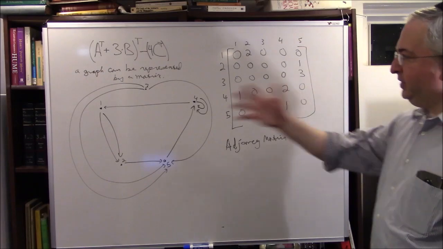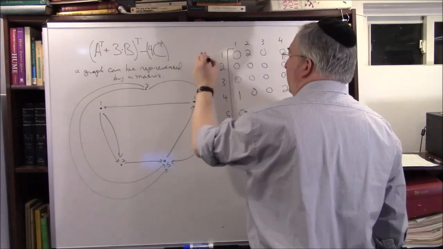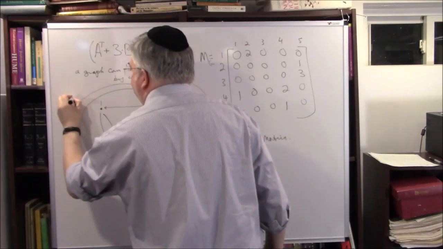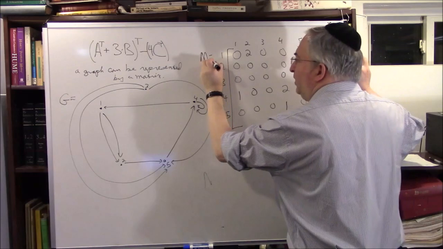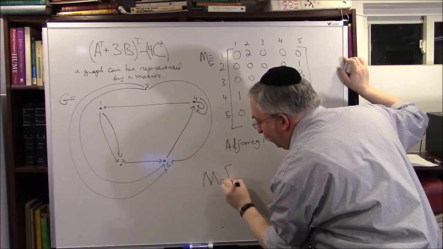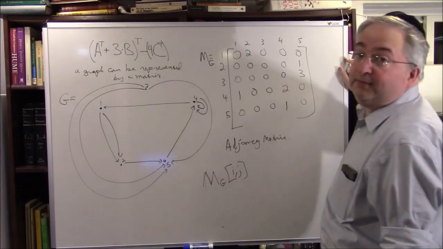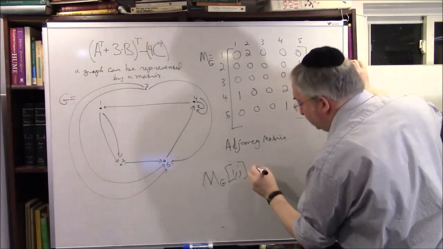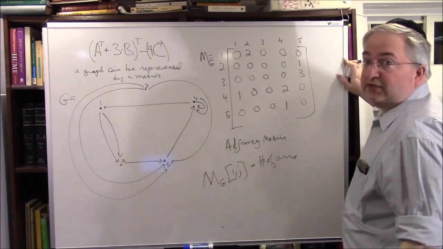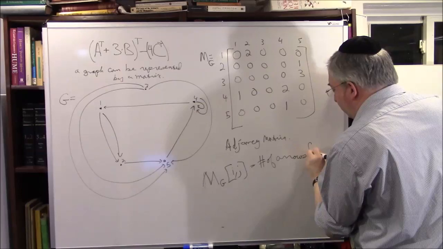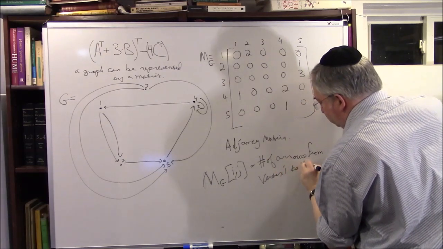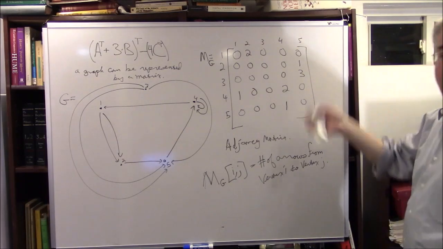So this perfectly describes the graph. We can call this matrix M, and since this is for graph G, let's call it M sub G, the matrix described by G. Question: what's in the ijth position of M sub G? How do you describe the elements? It's equal to the number of arrows, technically this is a digraph, a directed graph, as we talked about, from vertex I to vertex J. And that gives you that.